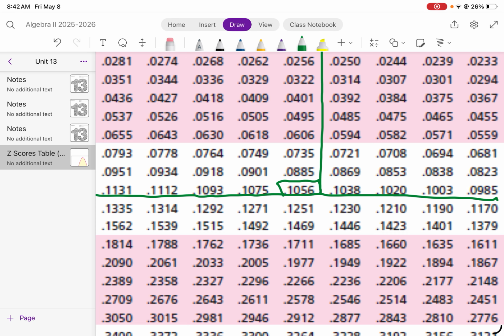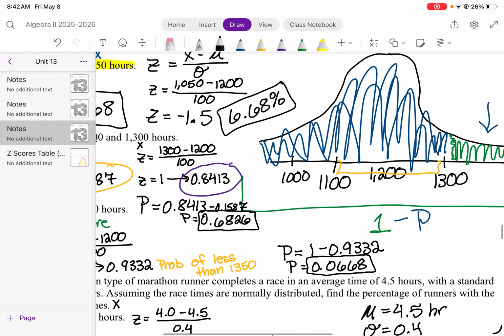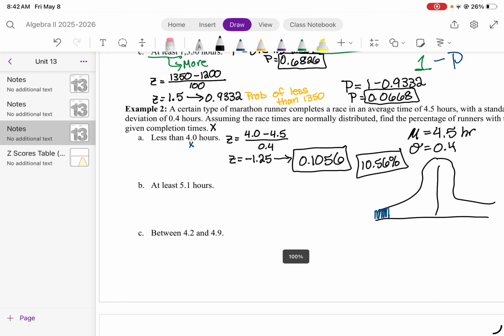Okay. So that's the probability that we are going to have. 0.1056. So that would be the probability of getting less than 4 hours. So not very much. If we change it to a percentage, it would be about 10.56%. You don't have to change it to a percent, but if you do, that would be marked correct as well. Just make sure you put the percent sign. And that's our answer for A.